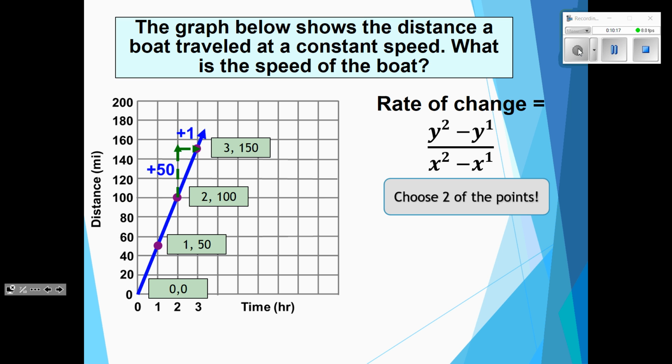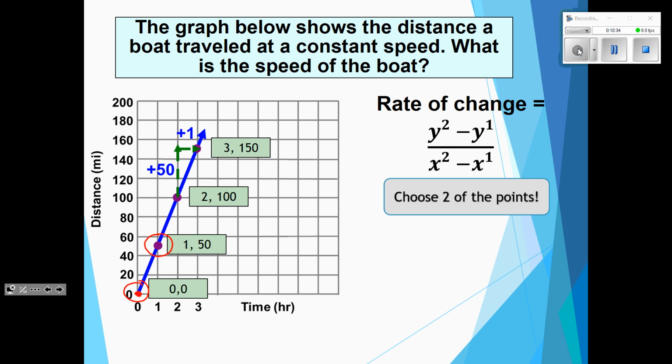You only have to use 2 of them, so you get to choose which 2 points to use. Now, if (0, 0) is a possibility, if the graph crosses through (0, 0), always use that one because it's going to make your life easier. So let's say we use this point and this point.